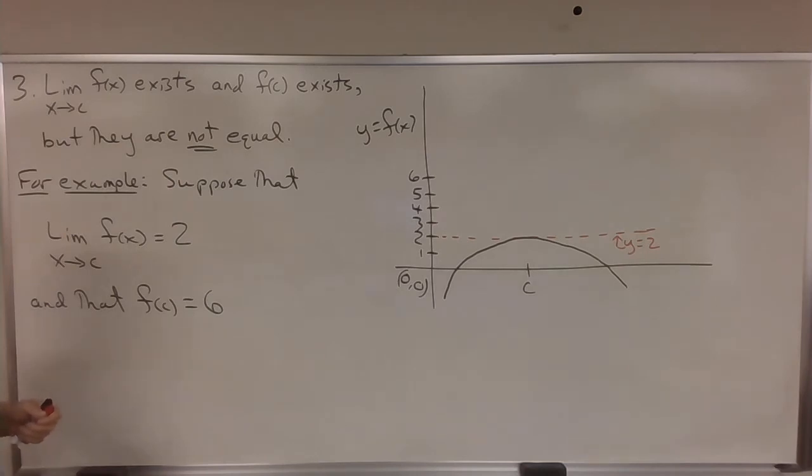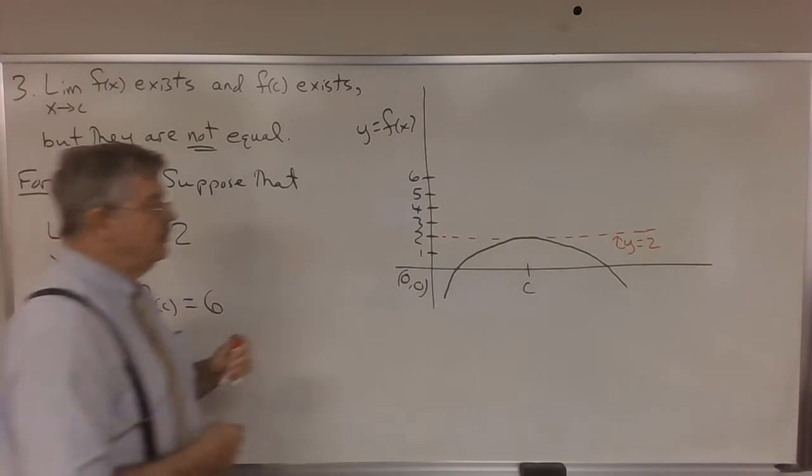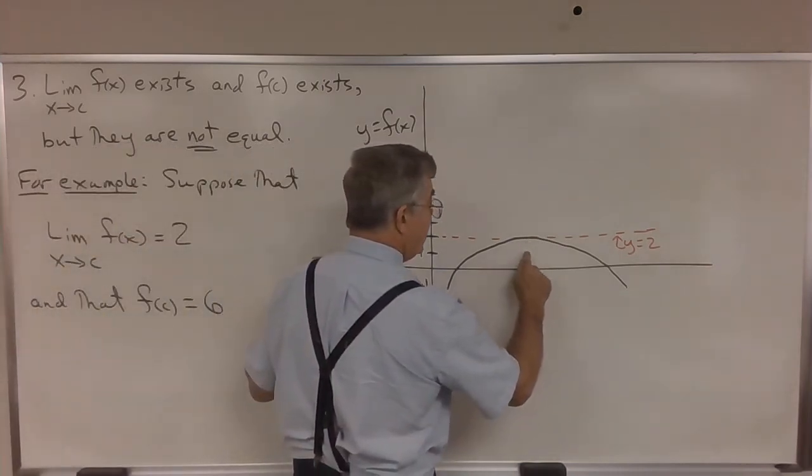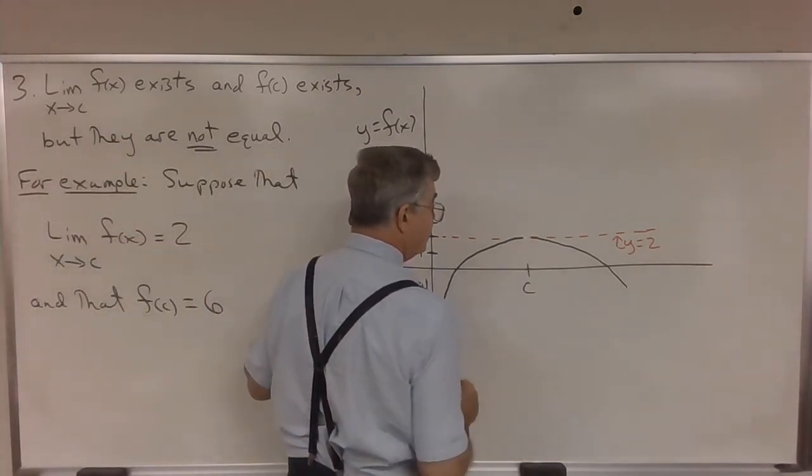But this limit only tells us what f of x does as x approaches c. Remember, when we're computing the limit of f of x as x approaches c, we can make x as close to c as we want, but we stipulate that x never actually becomes equal to c. So based on this statement alone, we can't really say what happens right here at x equals c.